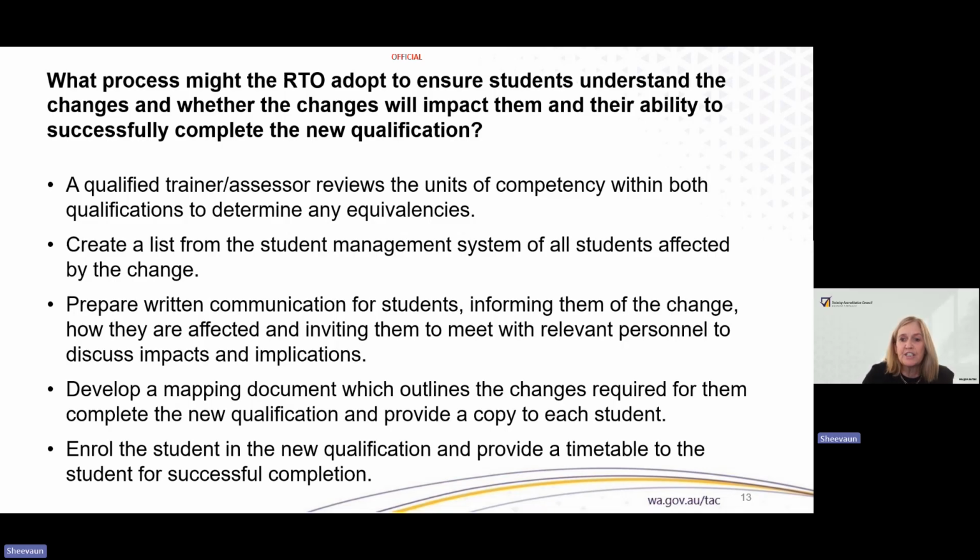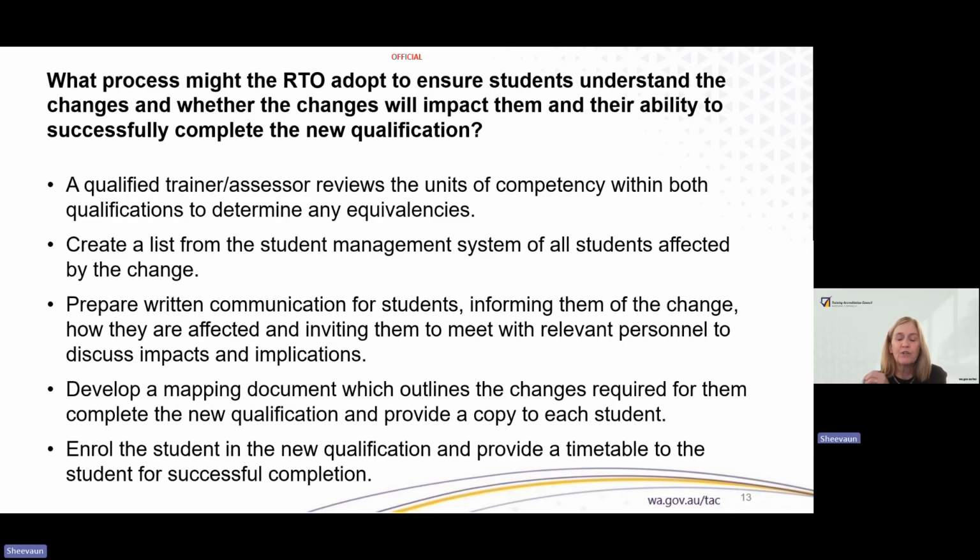Then the RTO needs to think about how they're going to communicate this information with students. So generally you would do it in writing, because you can target a lot of people with an email. I know there's only 12, but you would probably still do it via email. What you would want to do is inform the students of the change, how it's going to affect them, and then, because there's only 12 of them, invite them into your RTO to talk about how the change might actually affect them.